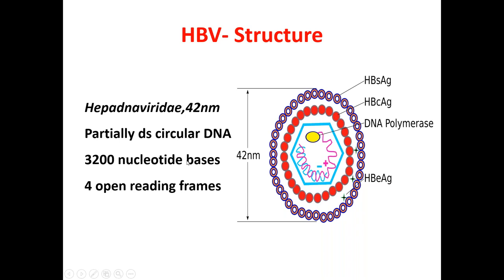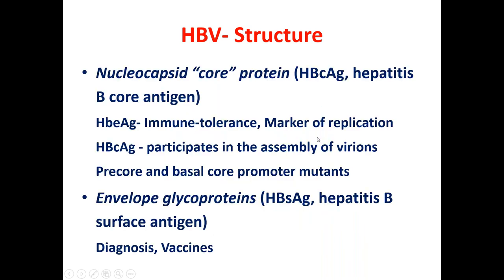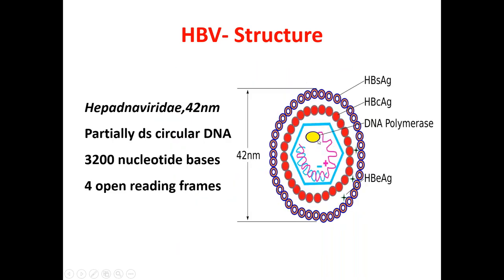The genome of this virus is extremely small. It has only 3,200 nucleotide bases, and it has four open reading frames. The meaning of the open reading frame is the places from where the transcription can start and the DNA can be converted to RNA. So there are four places from where this can occur in Hepatitis B virus. Now, when we look at the virus, the outermost is an envelope. This envelope has lipid particles along with surface antigen. Inside that is a core. The core has a core antigen, and further inside there is the Hepatitis B genome along with the enzyme DNA polymerase.